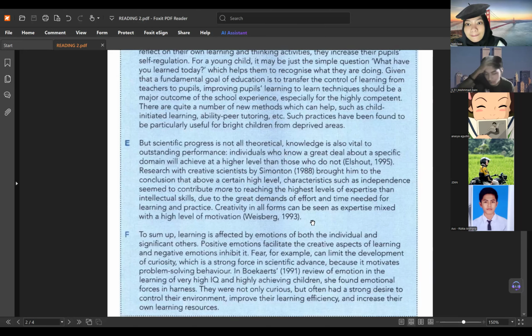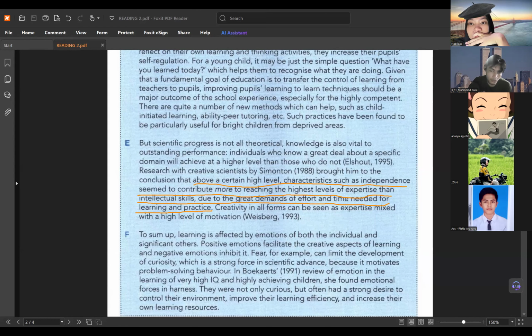Okay, analyze it. What does it say? Mountain brought him to the conclusion that above a certain high level, characteristics such as independence seem to contribute more to reaching the highest levels of expertise than intellectual skill, due to the great demands of effort and time needed for learning and practice. Can you summarize that in simple words? You can use Bahasa, it's okay.